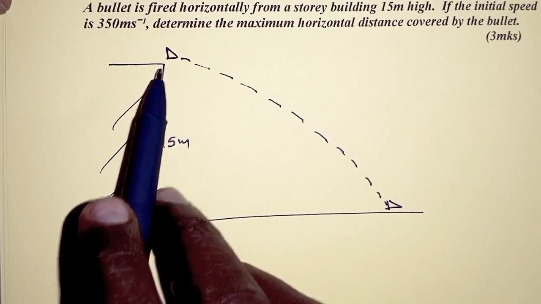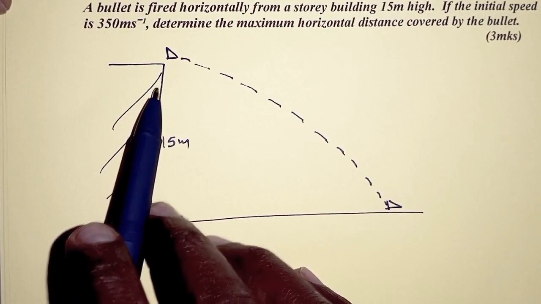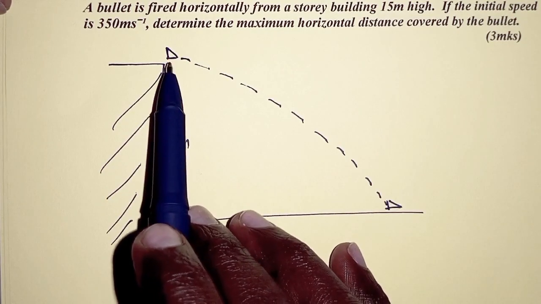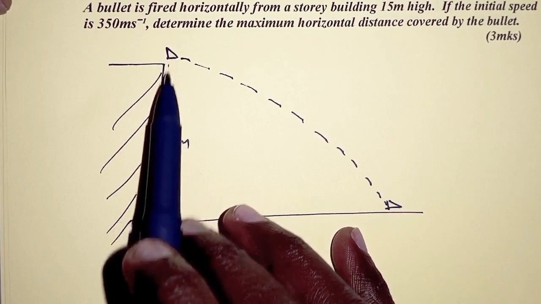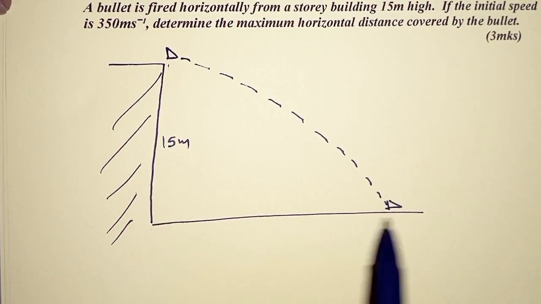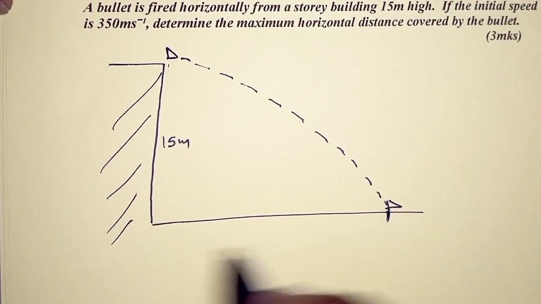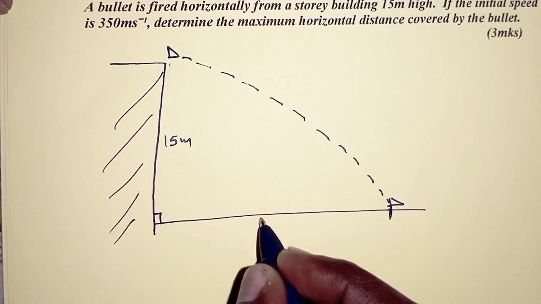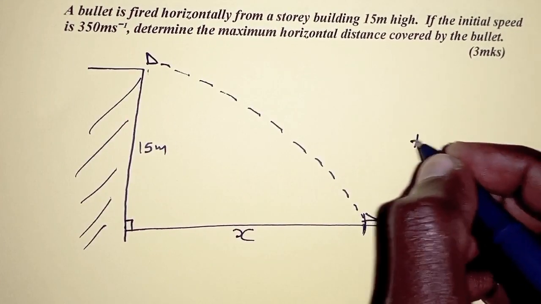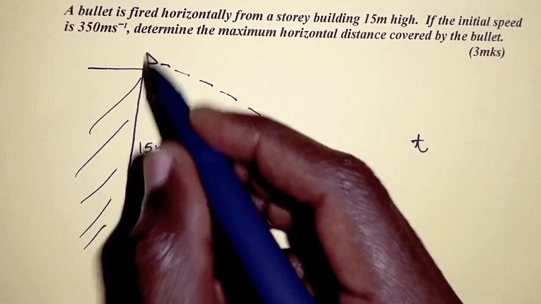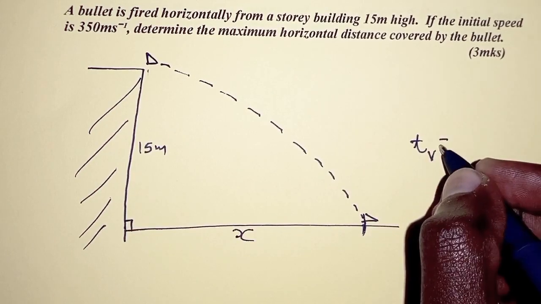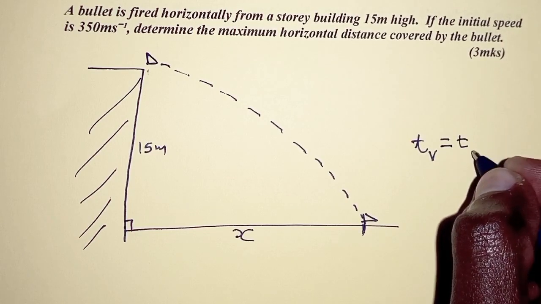So as the bullet moves, it has two kinds of motions. So we have the vertical motion and the horizontal motion. So the bullet moves vertically through a distance of 15 meters and also horizontally through a distance of, say, x. So we need to take note that the time taken by the bullet to cover the vertical distance should be equal to the time taken by the bullet to cover the horizontal distance.